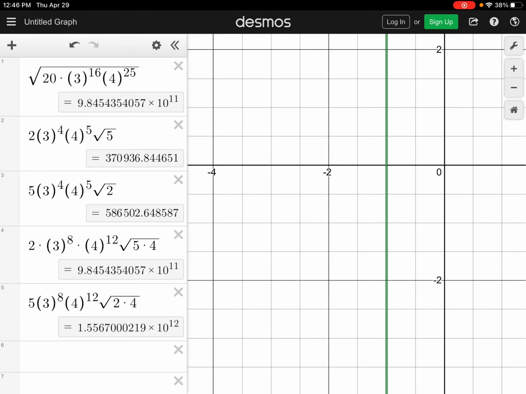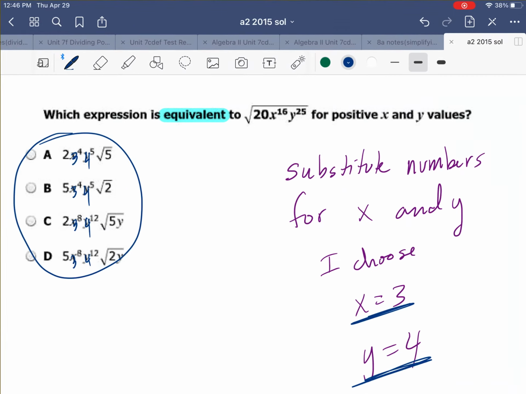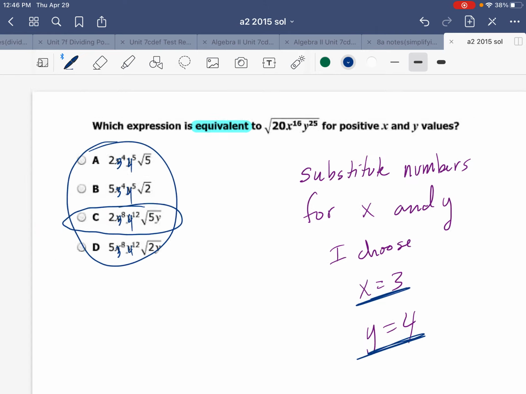And when you look at the answers, one of them is going to match up with the very beginning. So the one that lines up with line 1 is line 4. So that's 2 times 3 to the 8th, y to the 12th. So C is our answer.